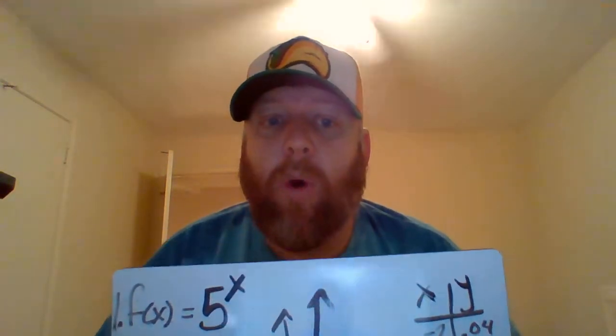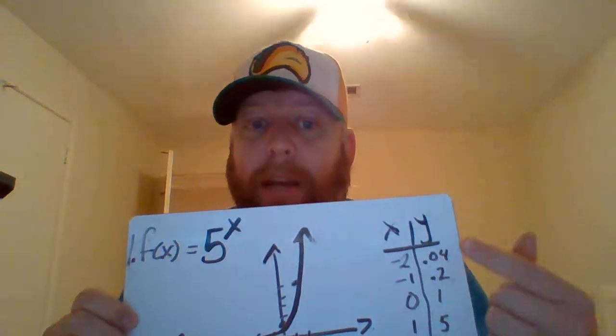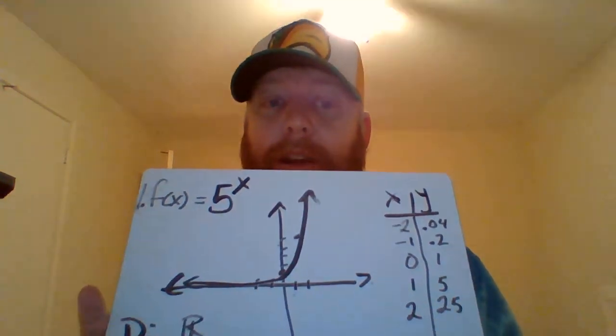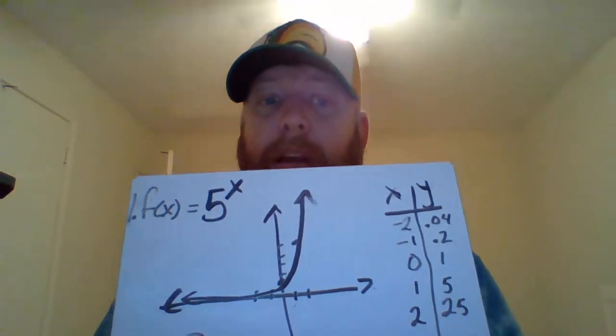All right, so let's look at number 1 together. Number 1 has the equation 5 to the power of x. First things first, you need to make a table. Always do the meat and potatoes of the graph, which is -2, -1, 0, 1, and 2. And we see that it is going to be exponential growth.